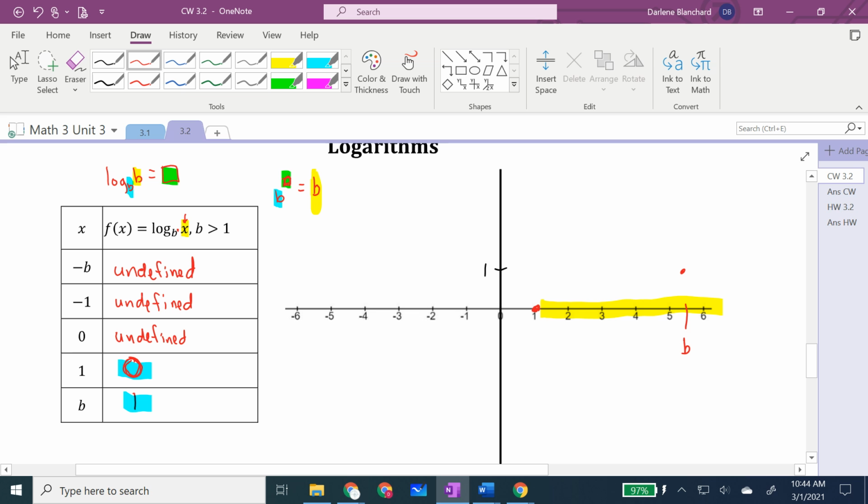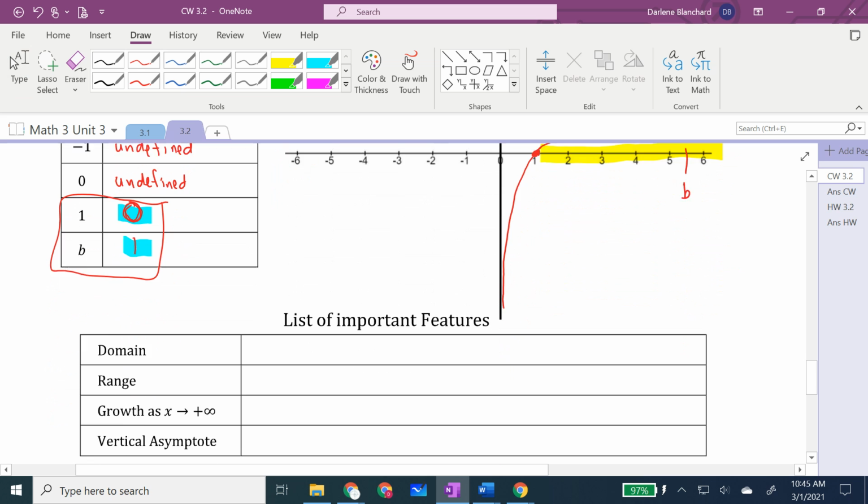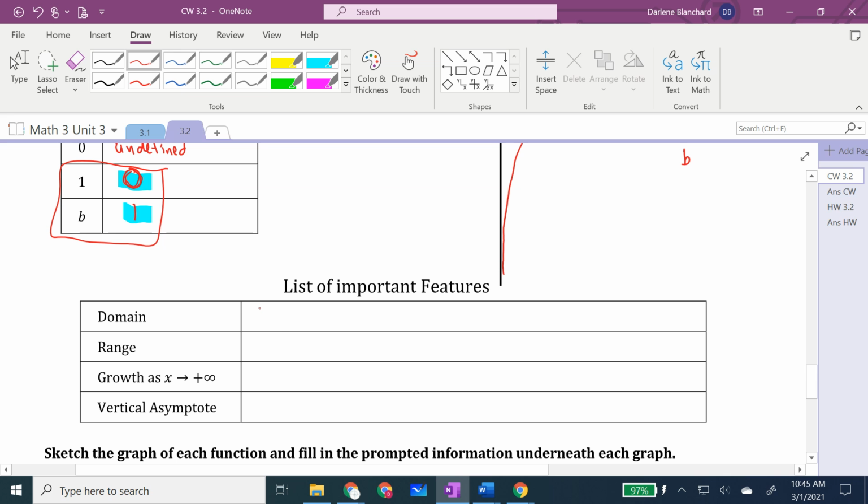So I'm always going to expect you to plot the point (1, 0) and (b, 1), and the base is going to be some number larger than 1. And then draw. The important features are: domain is only positive numbers, no matter what base you are working with, provided the base is a number larger than 1. The range is all real numbers, negative infinity to positive infinity.